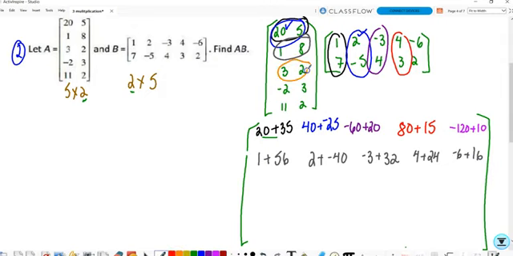All right, third row, first column, 3 times 1, 2 times 7. Second column, 3 times 2, 2 times -5. And then third column, 3 times -3, 2 times 4, 3 times 4, 2 times 3, 3 times -6, and 2 times 2. All right, we're getting closer.